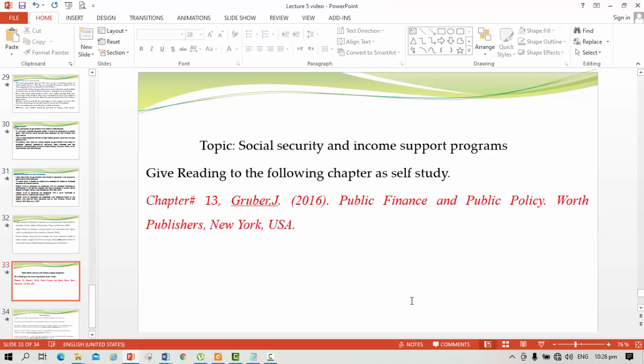Dear students, we have another topic, social security and income support programs. It is an assignment for you. Read the following chapter as self-study. Go to Jonathan Gruber's book Public Finance and Public Policy. Read chapter number 13 and take it as self-study.